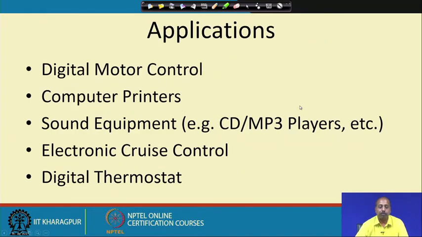So, where are you going to apply these DACs? One possible application of a DAC is digital motor control. A motor requires some analog voltage. As you increase the voltage, its speed of operation increases. As you reverse the polarity of the voltage, the motor rotates in the reverse direction. So, if you are going to control the motor from a digital signal, you need a DAC so that this digital value is converted to analog and then applied to the motor.